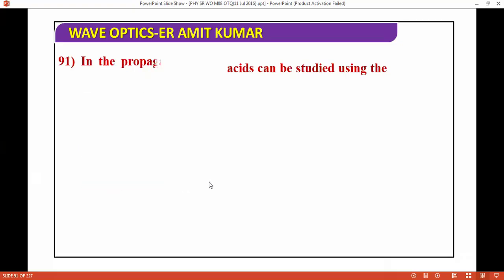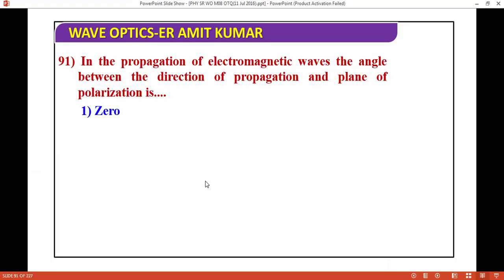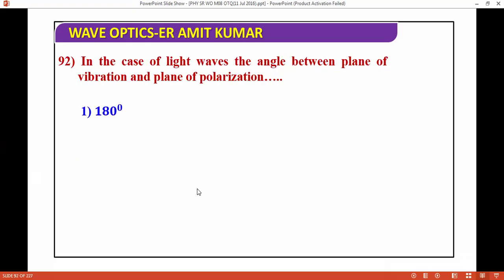Next, in the propagation of electromagnetic waves, the angle between the direction of propagation and the plane of polarization is, the correct answer is 90 degrees. Next question: in the case of light waves, the angle between the plane of vibration and the plane of polarization is, the correct answer is again 90 degrees.